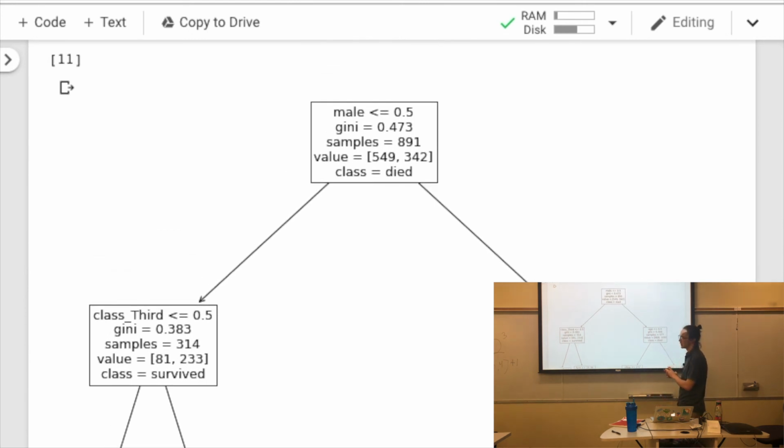So the first question, now we encoded male as 1 or 0, so 1 meaning it is male. So here it asks, is male less than 0.5?